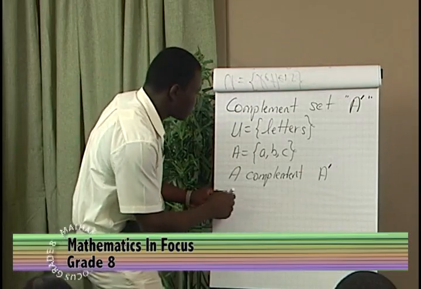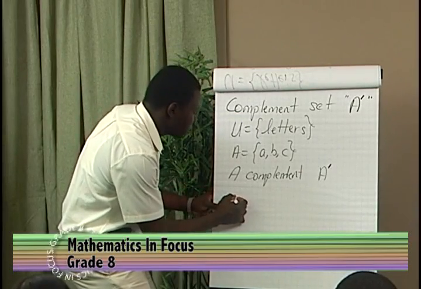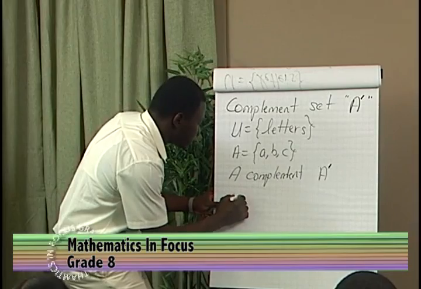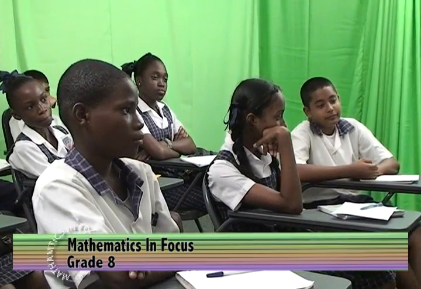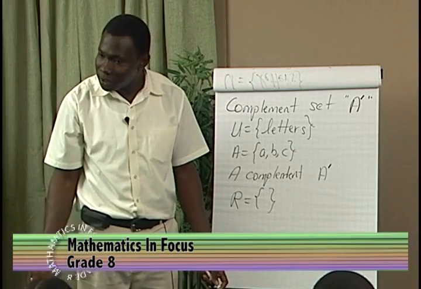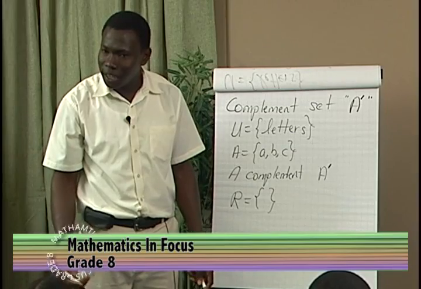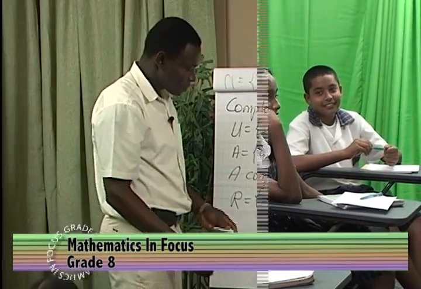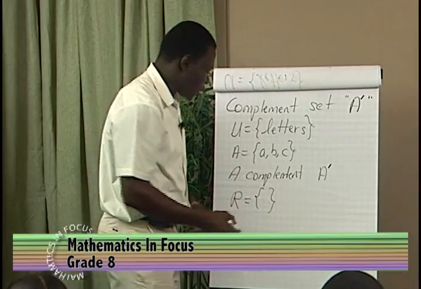Now, what about if we have a set looking like this? R is equal to, and nothing is inside this set. Poor set. Empty set. There's another word for empty that we use in maths. It begins with N.